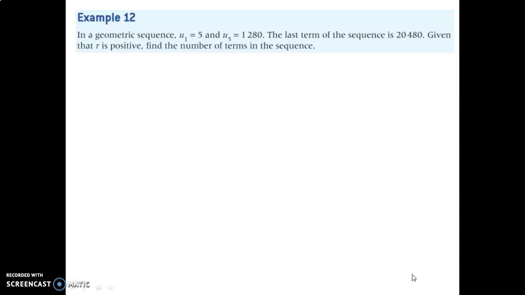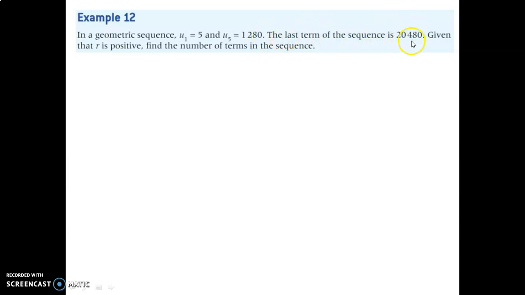Okay, let's look at this one. So we have another geometric sequence, and you are told U1 is 5 and U5 is 1280. So very similar to the last one, you know U1, you know some future term, and then you're told the last term of this sequence. So this is not the last term. The sequence keeps going after that, and eventually it ends with this value. So it looks like it might be pretty far in the future.